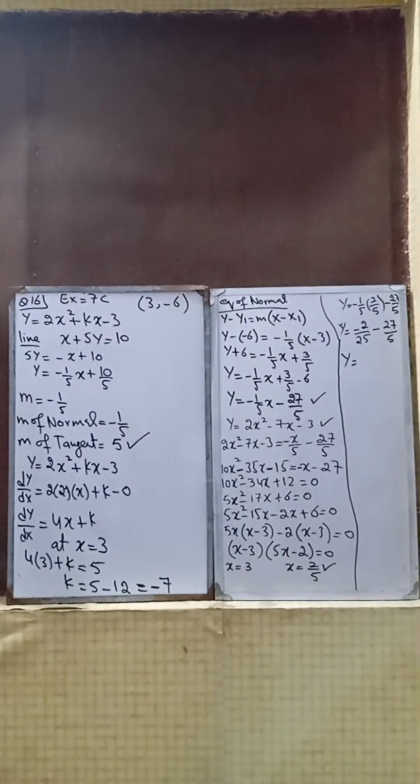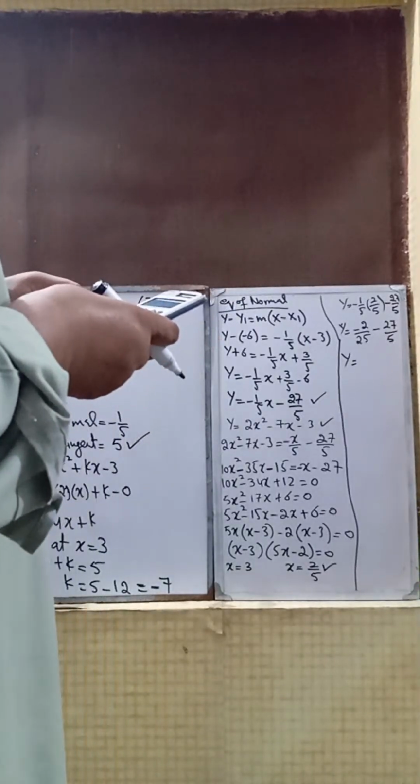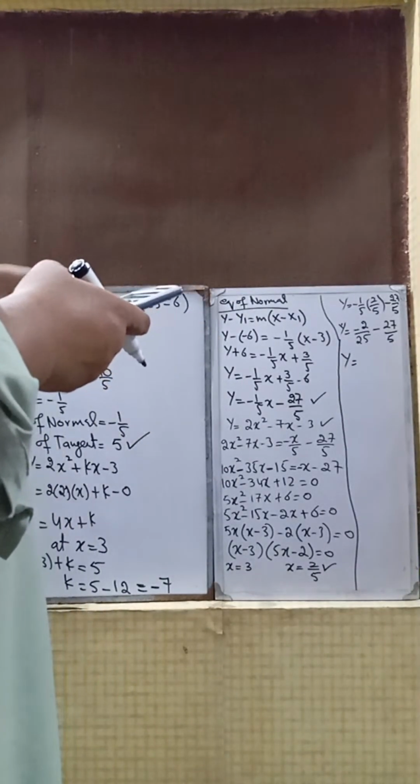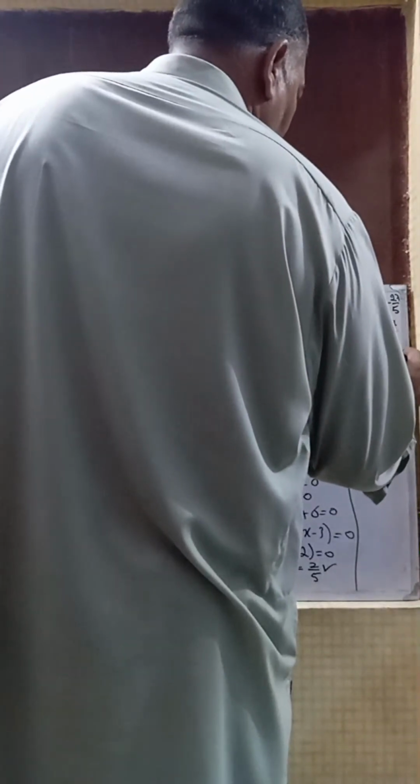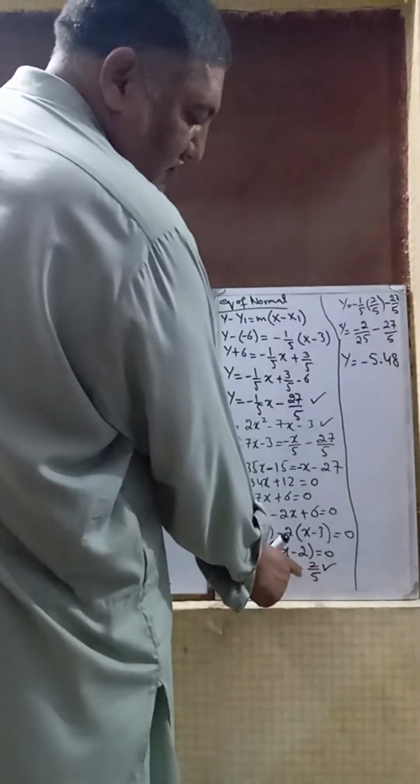So you can use your calculator and find the value. So 2 by 5 is 0.4. Okay, so I'm going to use my calculator. Minus 2 divided by 25, then you have minus 27 divided by 5 equals to, and this is minus 5.48. So this is 0.4.